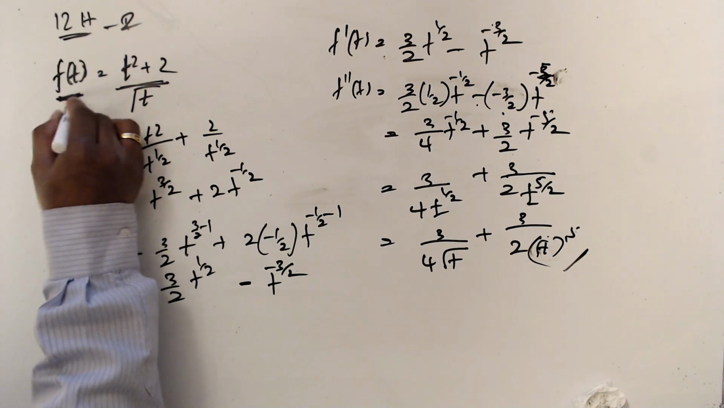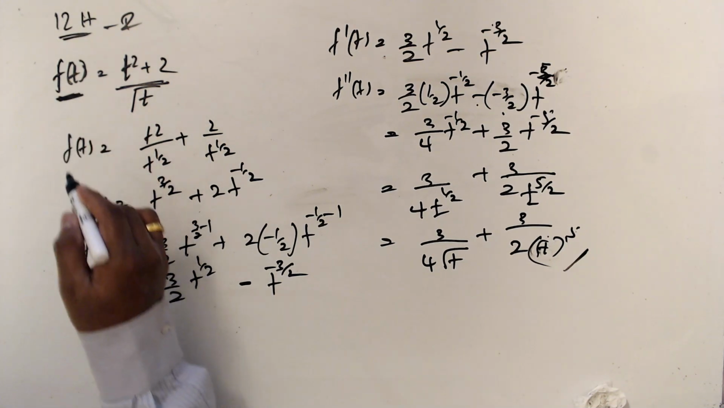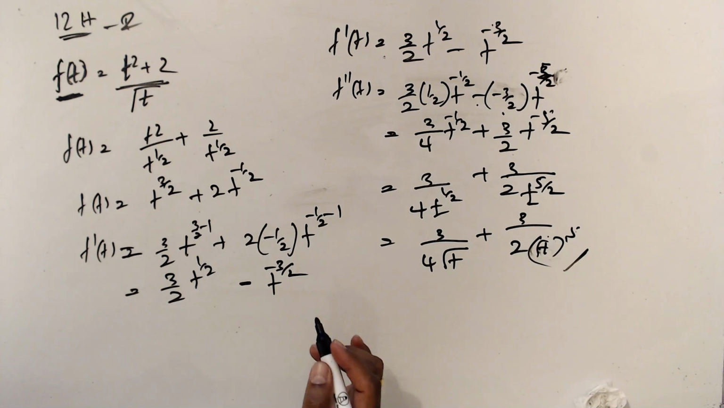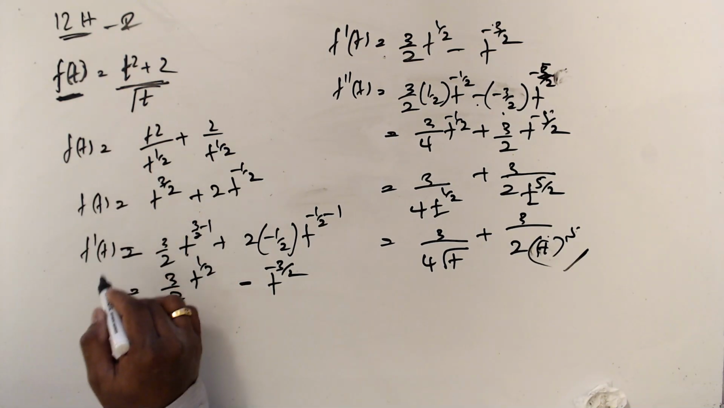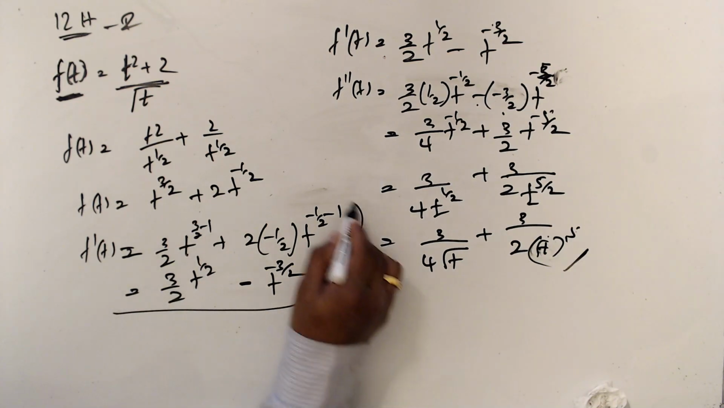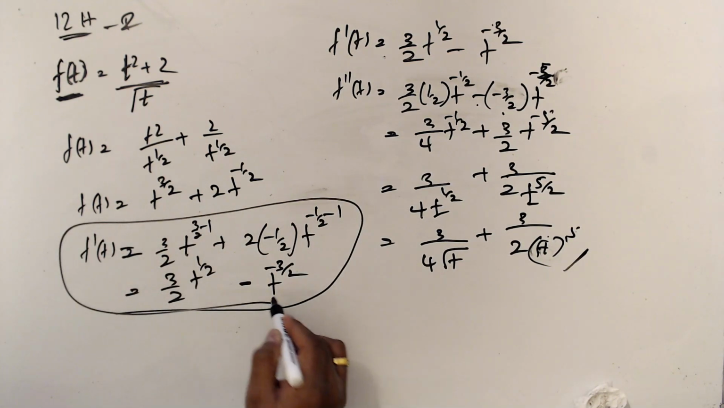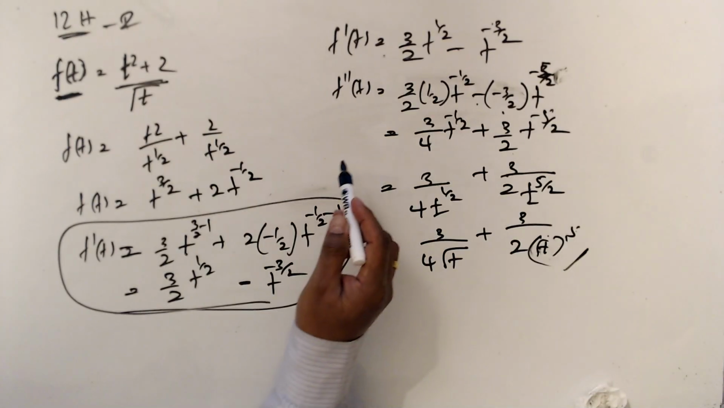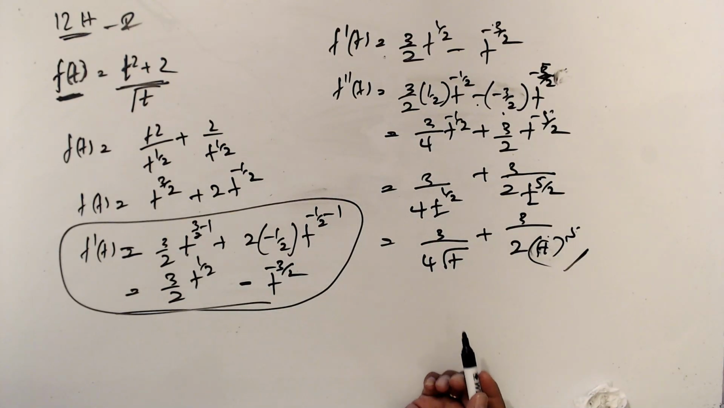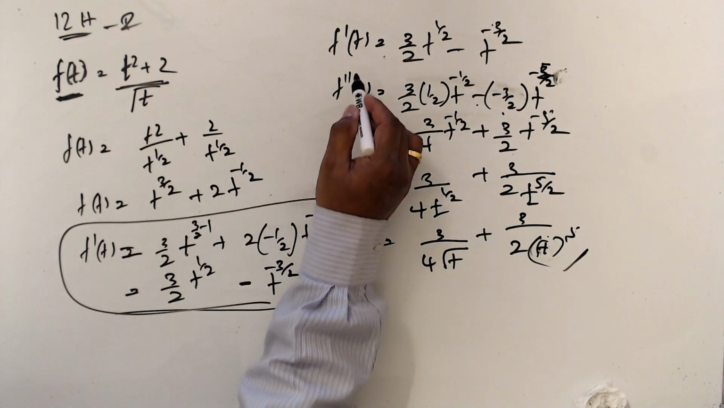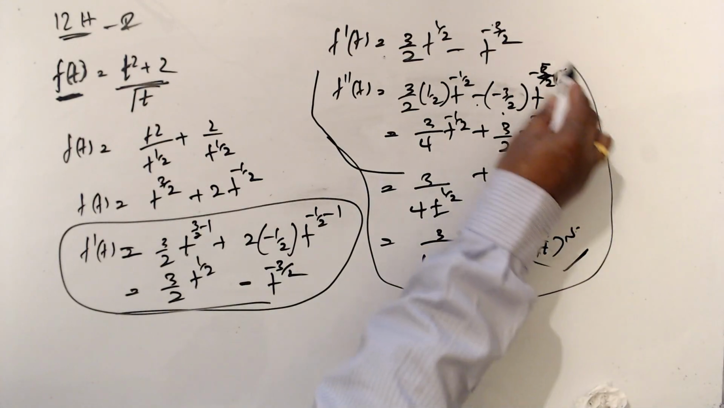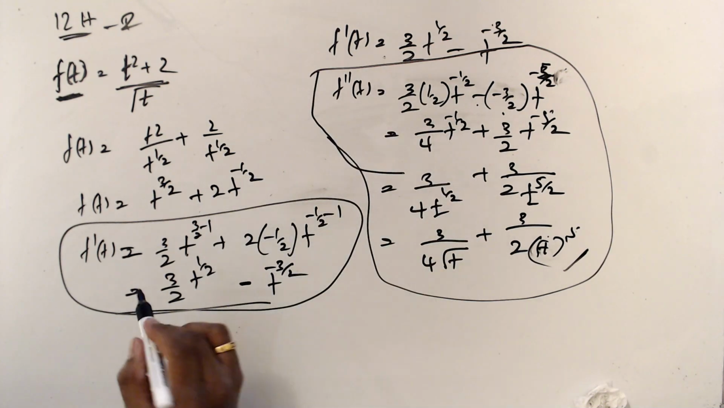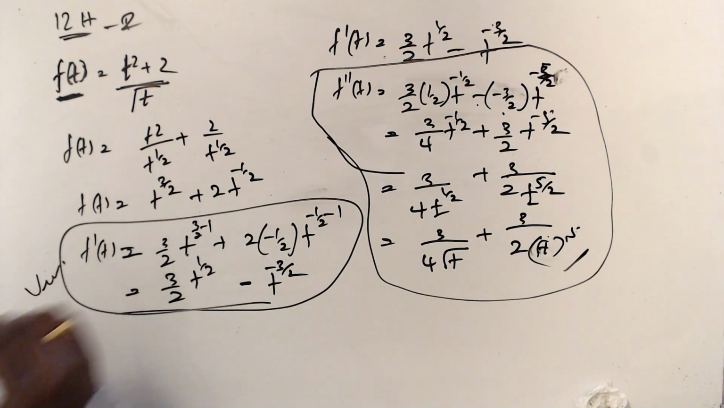f(t) is the distance. When you differentiate distance, you will get the velocity. When you differentiate velocity, you will get acceleration. So this is f double prime, meaning acceleration. So this is acceleration, and this is velocity.